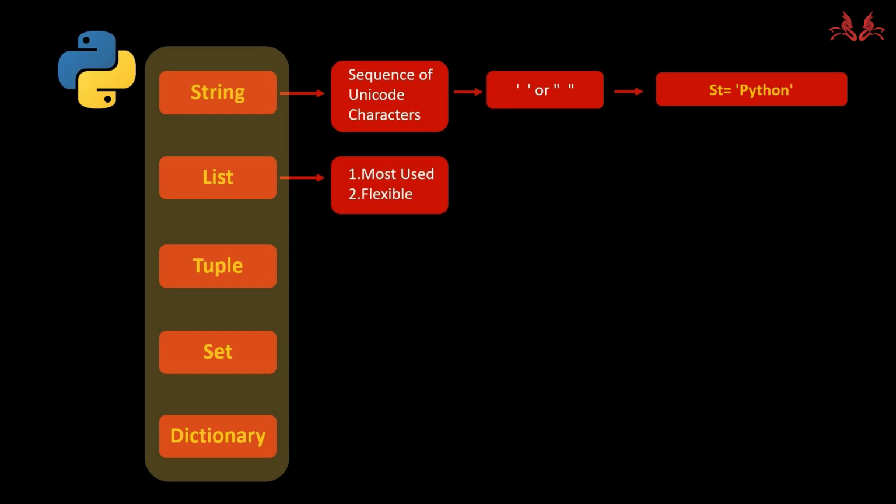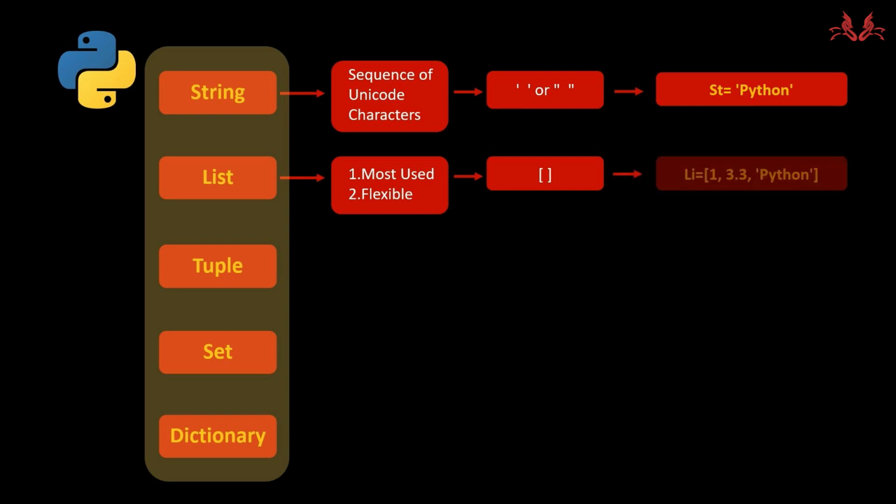And the list is the most used sequence in Python, and it is flexible. It means the data in a list are changeable. And it is presented by square brackets. What does that mean? 1, 3.3, and Python: we put these three elements into square brackets and we use commas to separate these three elements.